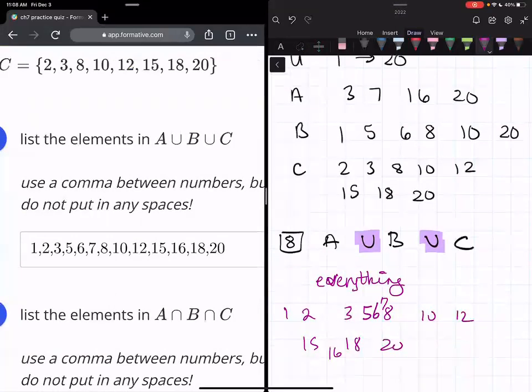Do they have to be in order? Technically not, but it might be easier to put them in order.